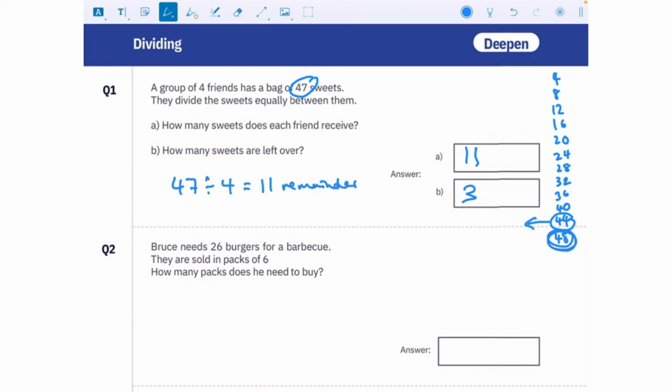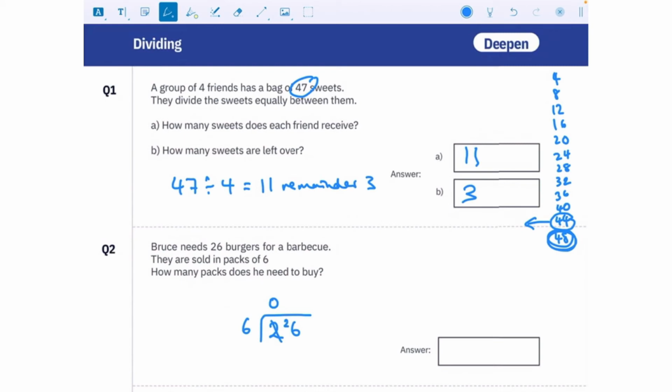Question number 2. Bruce needs 26 burgers for a barbecue. They're sold in packs of 6. How many packs does he need to buy? So 26 divided by 6. How many 6's go into 2? It doesn't, so we're going to carry that 2 over. Oh, that hasn't really helped us.